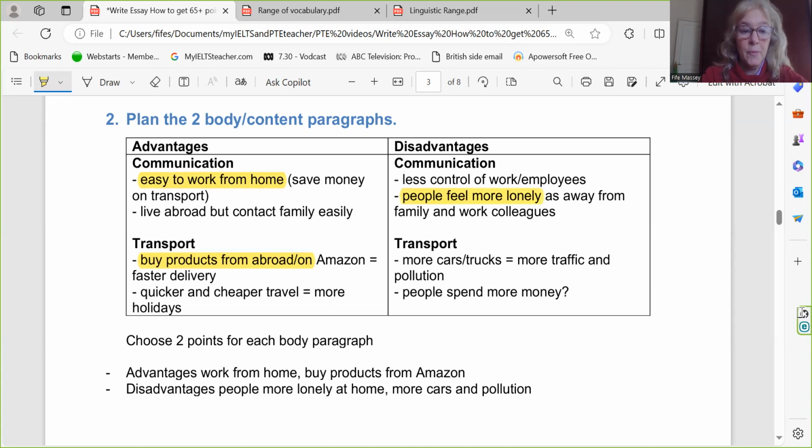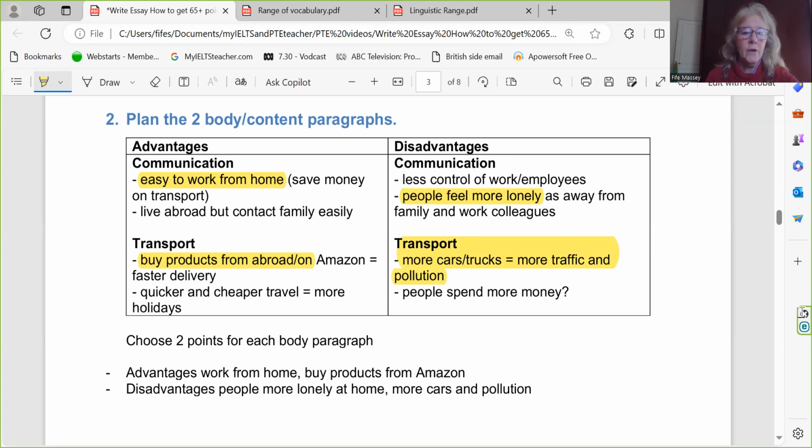And perhaps because we're buying more products from Amazon, for example, we're creating more pollution from all those trucks and cars on the road. So I literally just want 2 points for each paragraph. I put the other ones in there just to show you some other possibilities of what I could write about. It's really about the ideas that come to you first. You don't want to spend too long on planning, but you do need to make a couple of notes in a little table like this, and then you can get on with writing the paragraphs themselves.